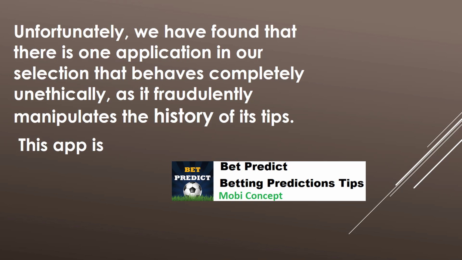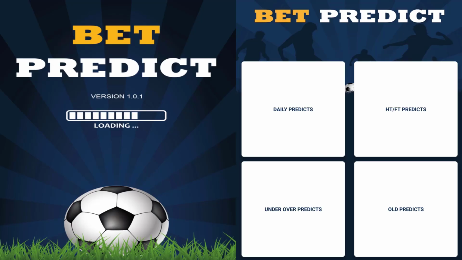This app is Bet Predict Betting Predictions Tip, Mobi Concept. Here you can see the start page of this application and the next page where the user can choose where to go. On this page you can see that the user can choose from 4 sections. Daily Predicts section usually includes the tips to the winner of the match at the halftime or at the end of the matches. HTFD Predicts section combines usually tips for a halftime draw with the draw at the end of the match. Section Under/Over Predicts includes tips for the total number of goals in the game, usually the tip over 2.5. Section Old Predicts shows the history of tips of this application.